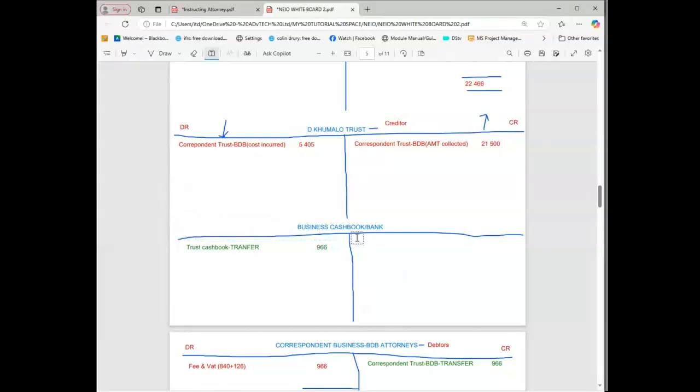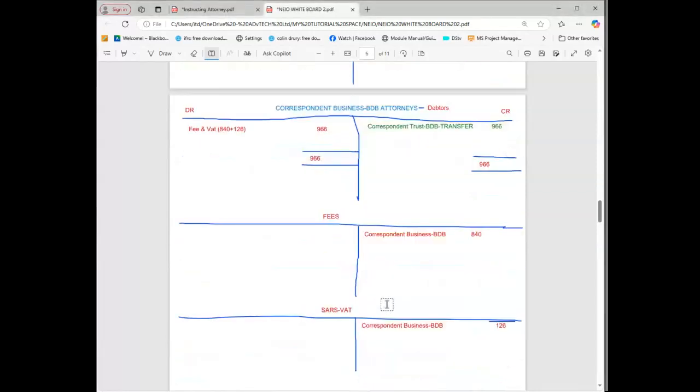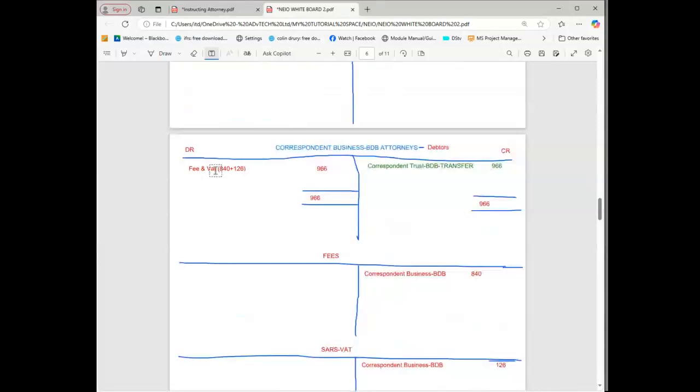Perfect. Please look at them and let's clarify them wherever it's not clear. Can we just go through the steps for the transfer one more time, please? No problem. The transfer, firstly, we look at the business because it's where we have fees. Are you still with me? Yes, I'm still with you.